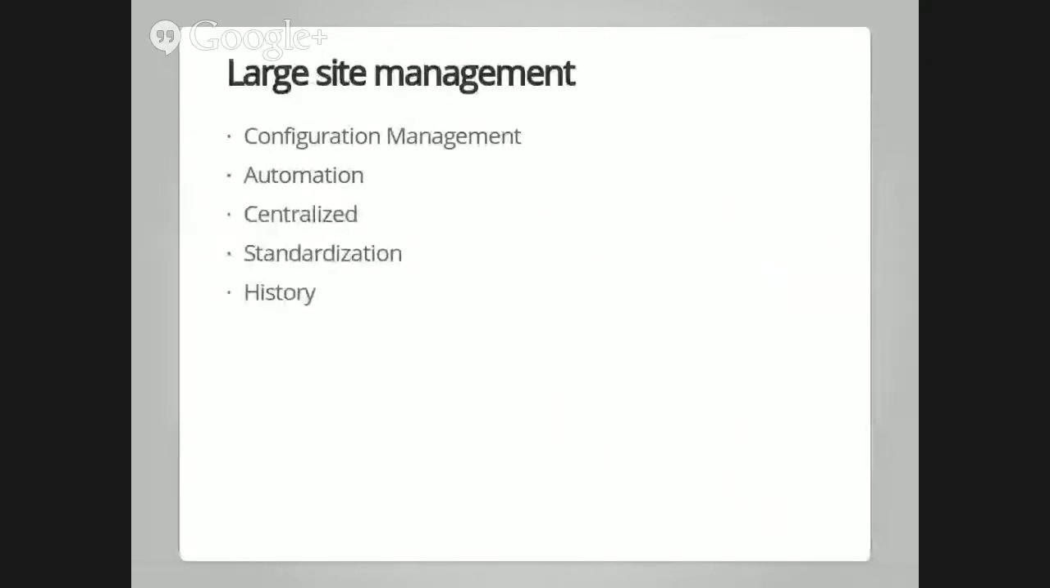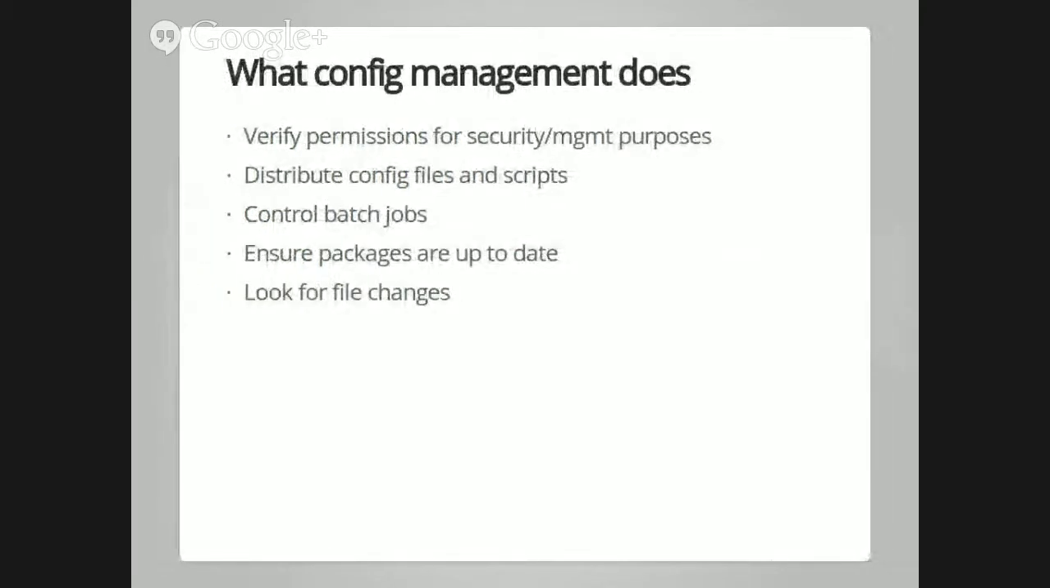So a little bit of review from last week. We use configuration management to manage clusters of machines. It helps with automation because we like to automate ourselves out of jobs, no matter if we're a dev or an ops person. It makes everything centralized, so it's easy to know where everything is. It's standardized, and it provides us historical records of stuff. You can verify permissions, configure files, a whole bunch of stuff.